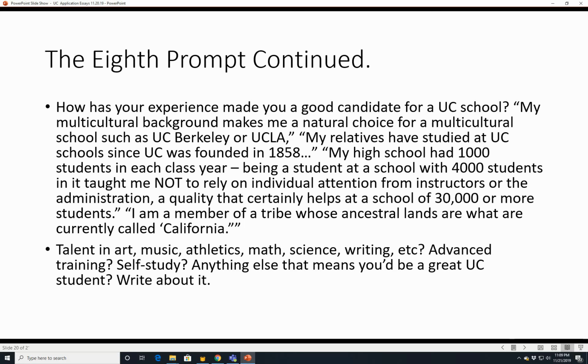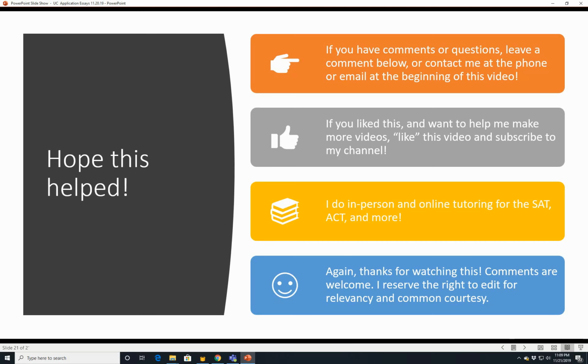Talent in art, music, athletics, math, science, writing. I know there's other questions on that, but if you had advanced training, if you had self-study, anything else that means you'd be a great UC student. I believe that we should all think globally and act locally. Therefore, I'd be a great UC Berkeley student, something like that, and show what you've done to advance those thoughts rather than just thinking them.